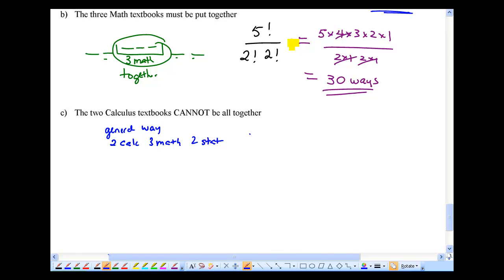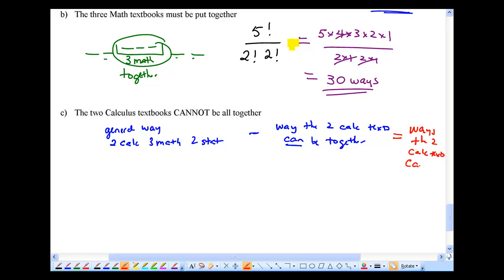So we need to then subtract the ways the 2 calc texts can be together. If I look at the general way and the way that it can be together, and I subtract them, then I should get the number of ways that the 2 calculus textbooks cannot be all together. So this equals the number of ways the 2 calc texts can't be together.